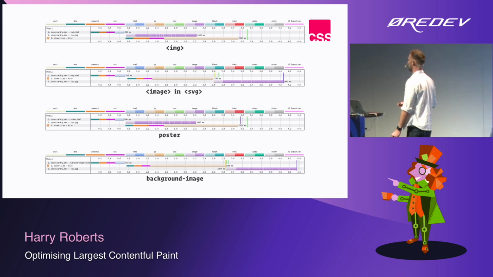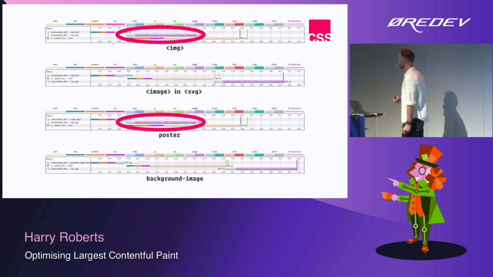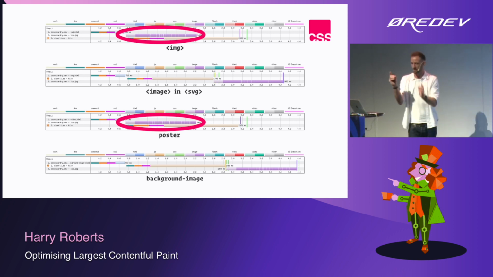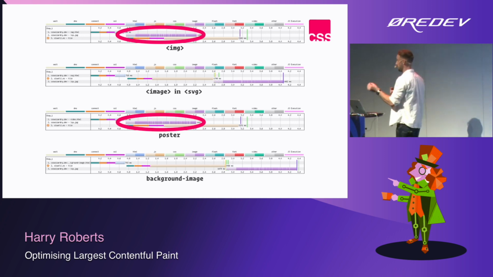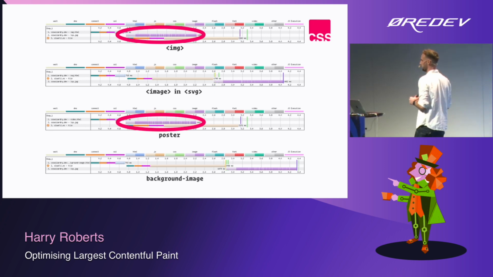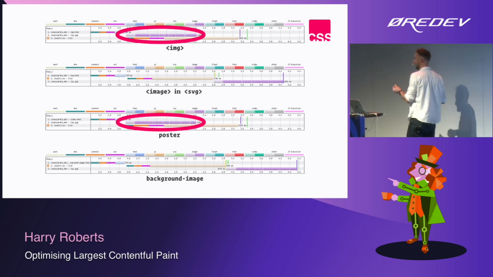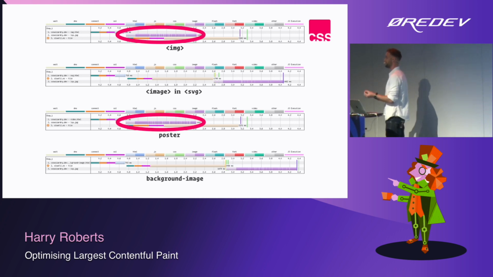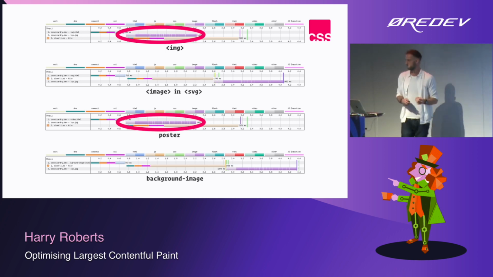The really interesting thing I find here is that for image and poster, purple is any image content. For image and poster, the image is actually discovered first, and it's downloaded in parallel to the script. We get complete parallelization, and this is a very healthy-looking waterfall. The browser found the LCP candidate very early and started requesting it in parallel to the JavaScript.